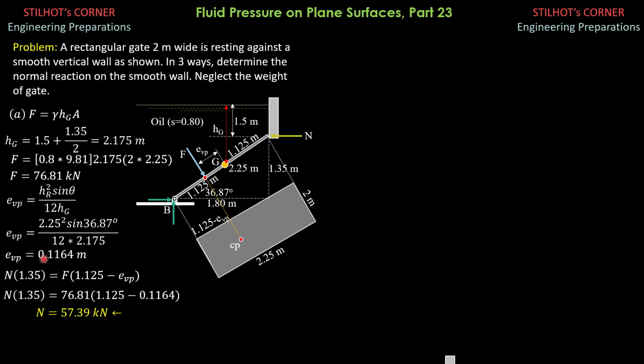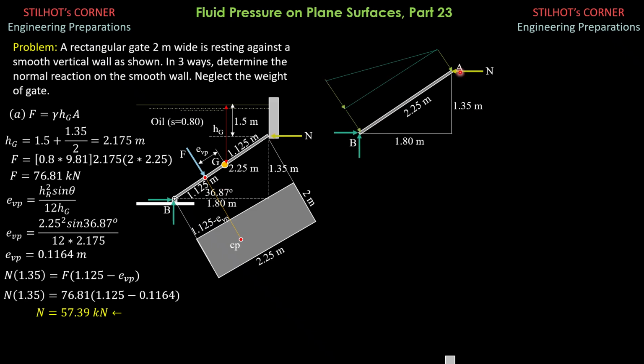For the second part, we use the pressure diagram at the top edge of this rectangular gate and at the bottom. I'll call this point A. So this is the figure. This is the pressure diagram.